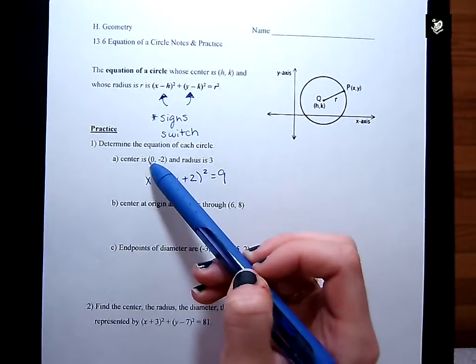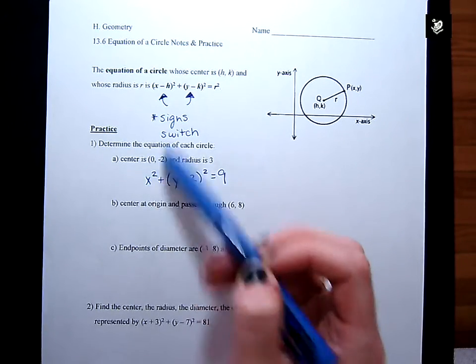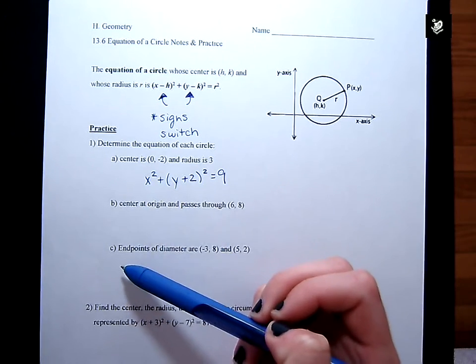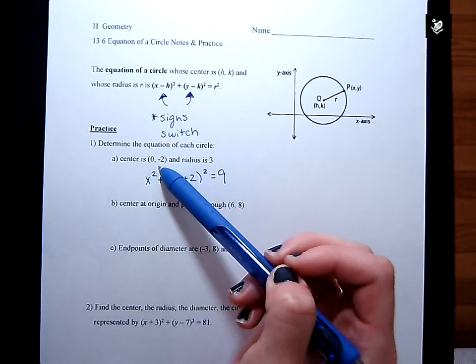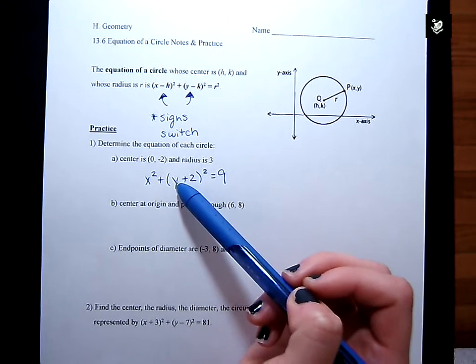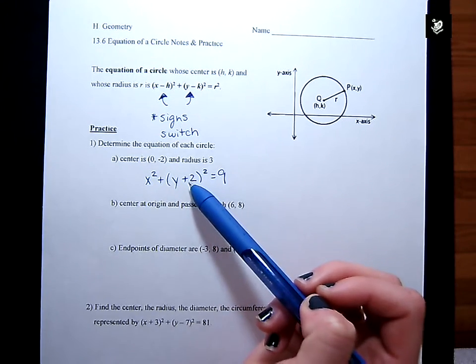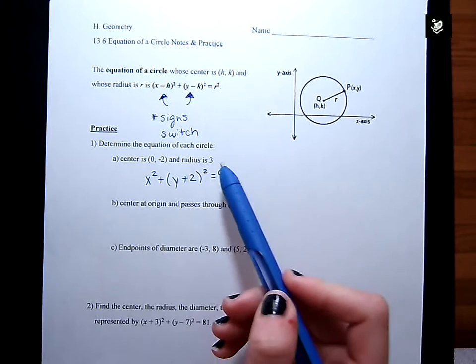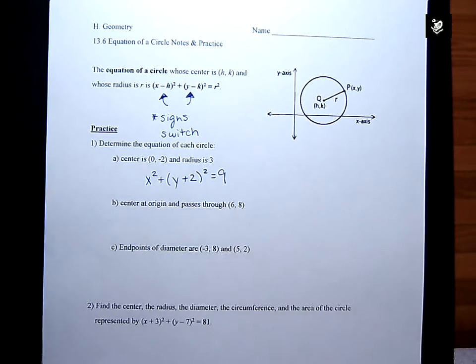So since there's a 0 here, I don't actually have to put parentheses because x minus 0 is just x. So that's where the x squared came from. It's a negative 2, so when I plug it into the formula, y minus a negative, 2 negatives make a positive, so hopefully you picked the one that had plus 2, and equals the radius squared. 3 squared is 9. So that's the easiest problem you can get. So let's look at B.